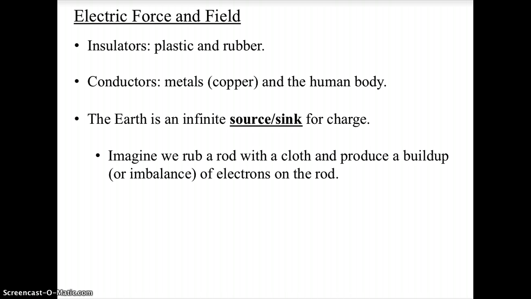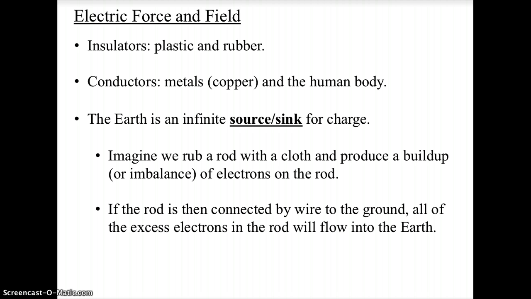So imagine I take a rod, okay, and I rub it with cloth. And you might know that doing this produces a buildup of electrons, an imbalance of electrons on the rod. So for example, if you take the rod and you then connect it to the ground, all of those excess electrons, they want to move to a position where they don't feel this strong electric repulsion. In the rod, they're really close together, they're built up, and they repel each other. So they want to move away from each other so that they can neutralize. And they do that by flowing into the earth.